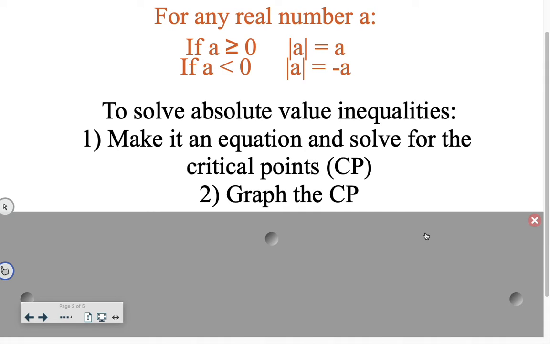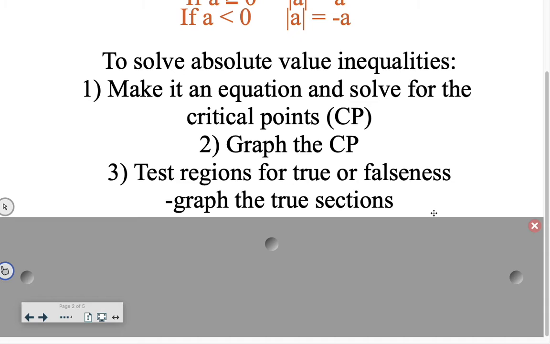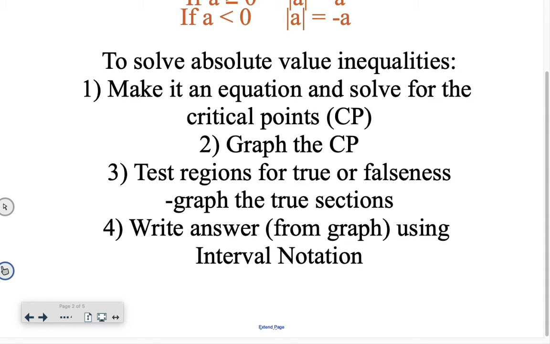And the idea then is once you have that, you then are going to test. You're going to test those different regions for true or falseness. Okay? Meaning, back up in the original inequality, you're going to test different values and plug them back in and see, do I end up with a true statement in each region or is it false? You're going to look for true or false regions. And then finally, once you figure out, all right, here are the answers right here, then you're going to write your answer using interval notation, your final answer in interval.